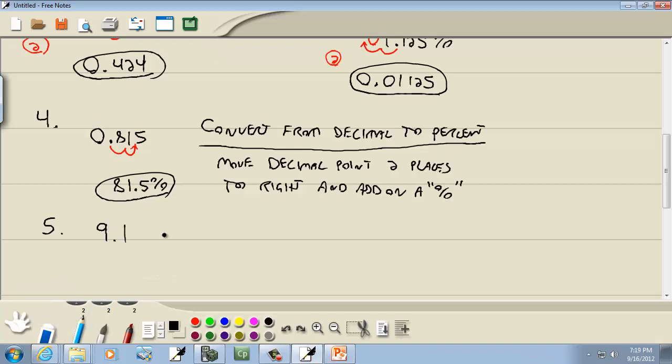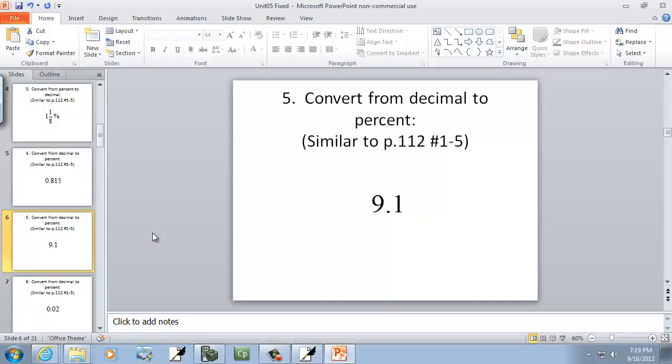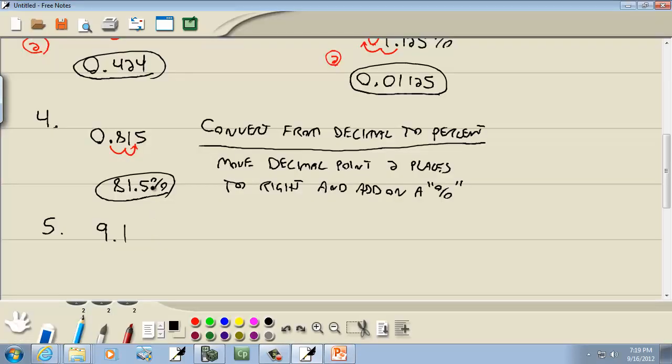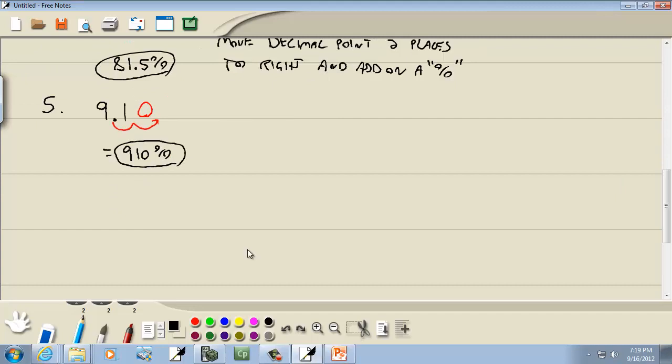Now here we got 9.1. And same instructions: convert from decimal to percent. And it doesn't matter if it doesn't look like a decimal. It still is. We still follow this. Move it two places to the right. There's 1, there's 2. And again, we don't have a digit here, so we can put a 0. So this becomes 910%. It didn't seem quite right, 9.1, but it doesn't matter. You still do it, and we actually see it's quite a big percent.